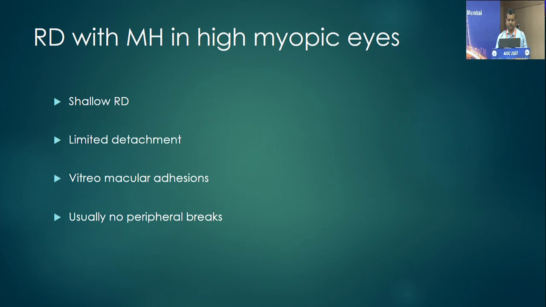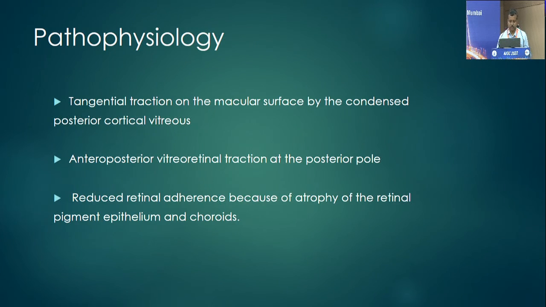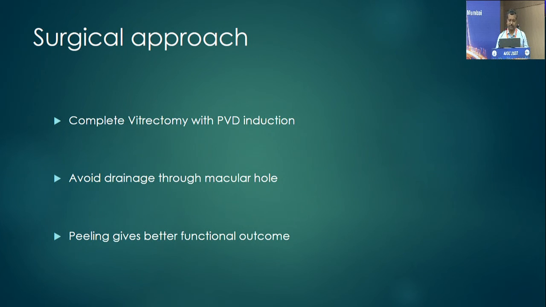There is limited detachment, vitreomacular adhesions, and usually no peripheral breaks. So the surgical approach is basically the same as you do for other retinal detachments: complete vitrectomy with PVD induction. We should avoid drainage through the macular hole because it increases the chance of damage to the RPE, and peeling gives a better functional outcome as compared to no peeling techniques.